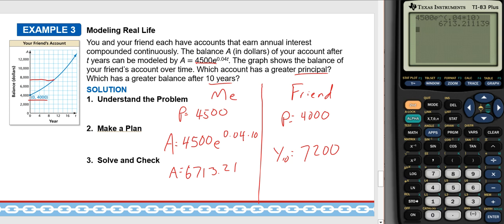So friend started with less money than me, ends with more money than me. So friend obviously had a better interest rate than the 4% that I was getting in my account.